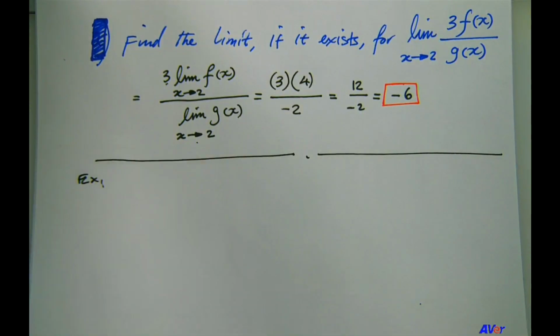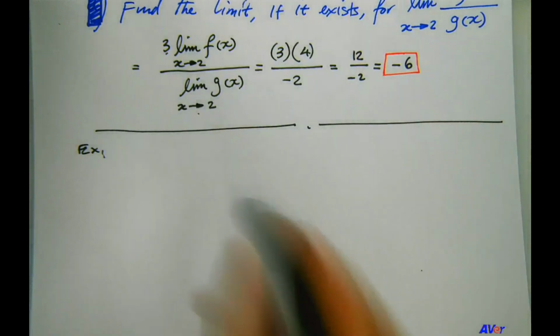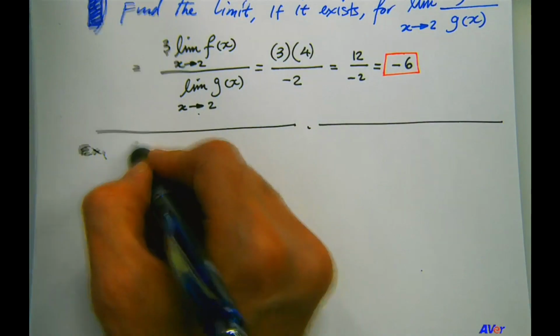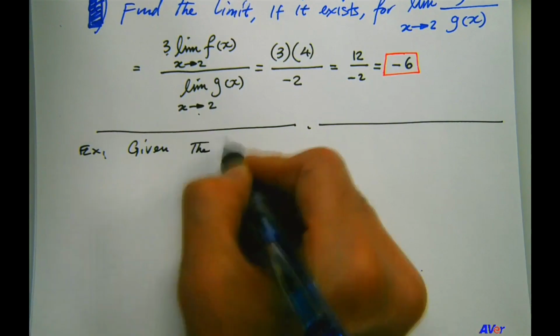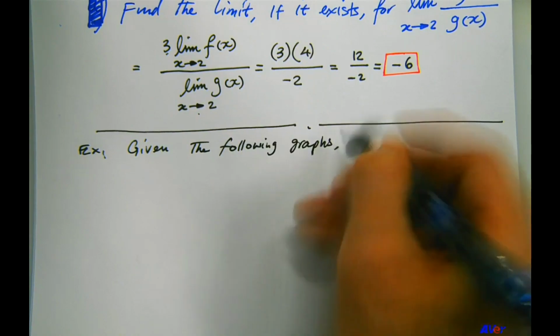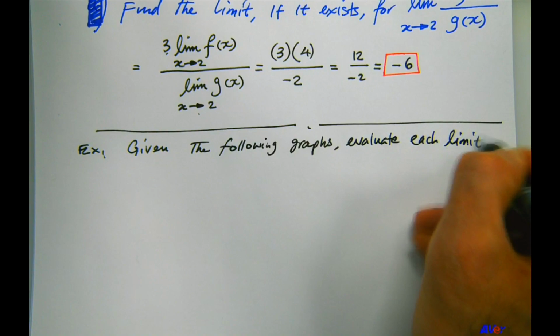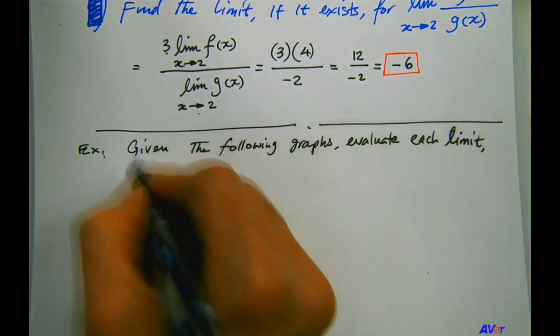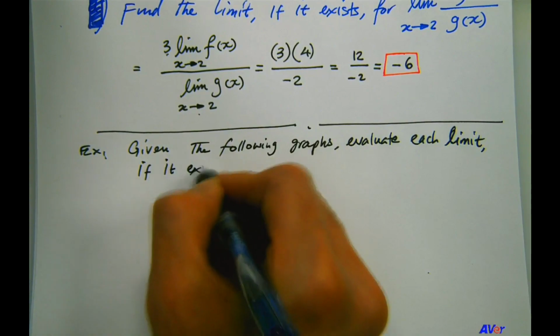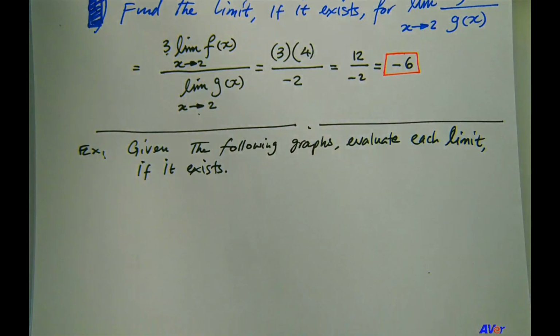So this one is a bit of a graphical one, the kind that we saw in the last video, which is good. So it'll remind us of these kinds of problems as well. So we want to know, given the following graphs, we want to evaluate each limit. And of course, if the limit exists, right? Which means if we evaluate the limit from both left and right, we must get the same value, right? From both left and right. That's how we know that the limit exists.